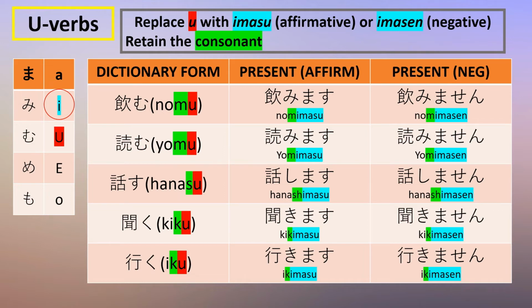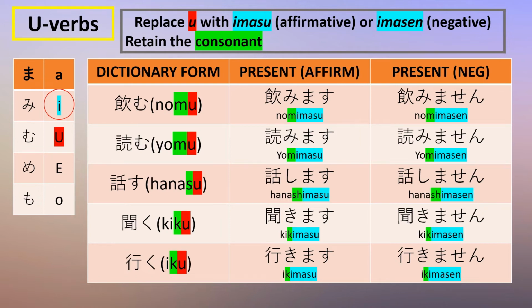Same with hanasu, to speak. In the table, if you have learned already, sa, shi, su, se, so. So instead of si, of course, the Japanese don't have si, we change it to shi. So hanasu becomes hanashimasu, and then hanashimasen for negative.